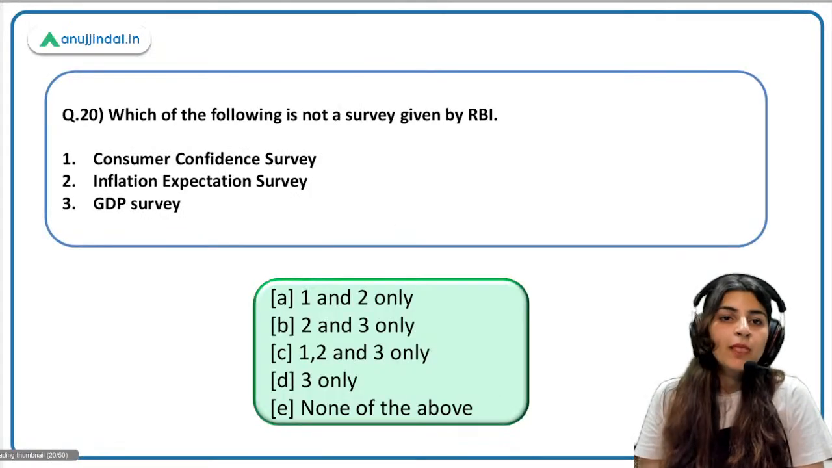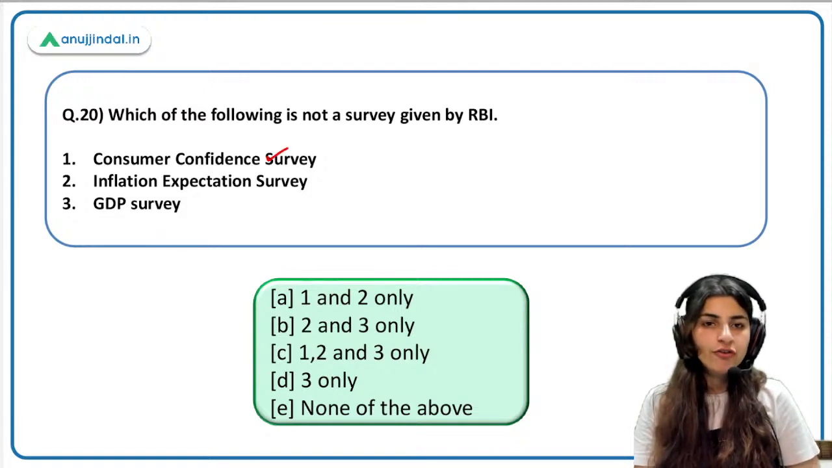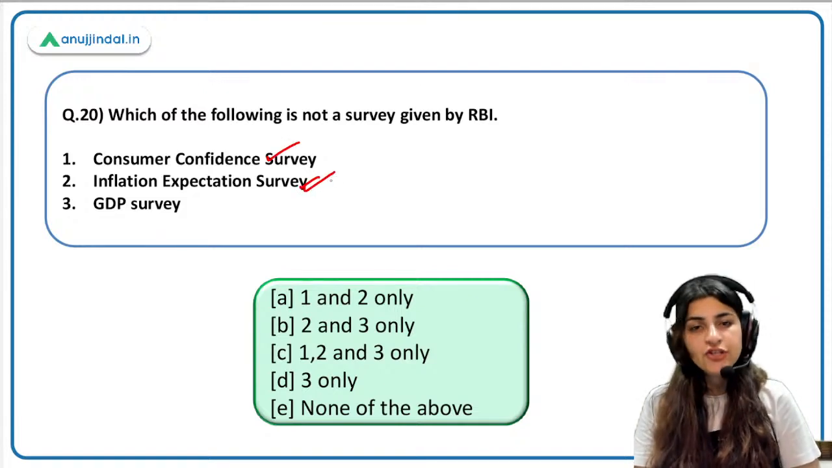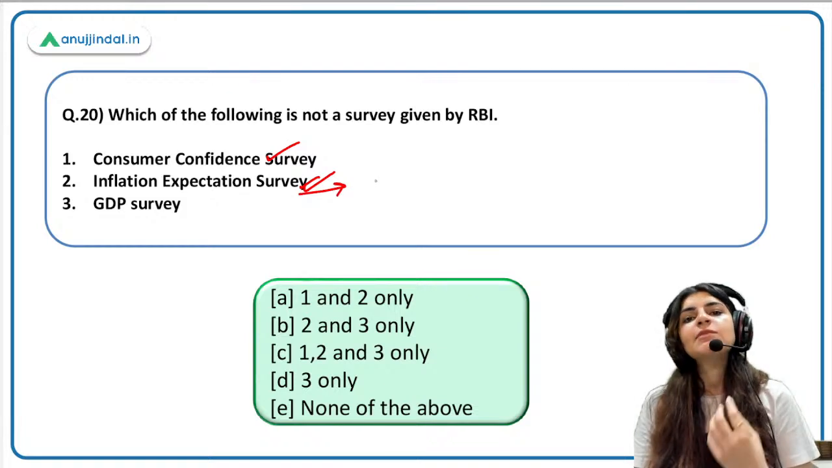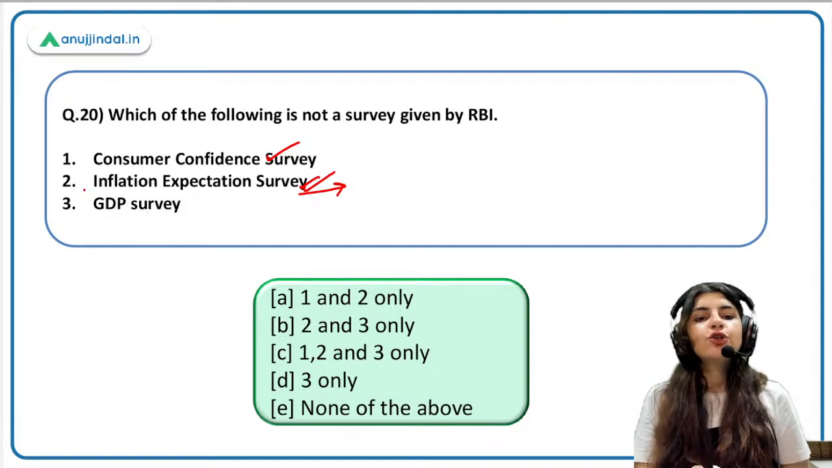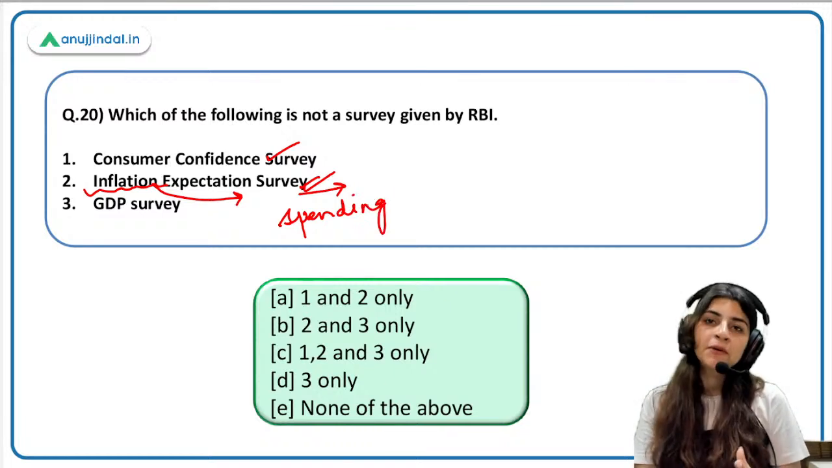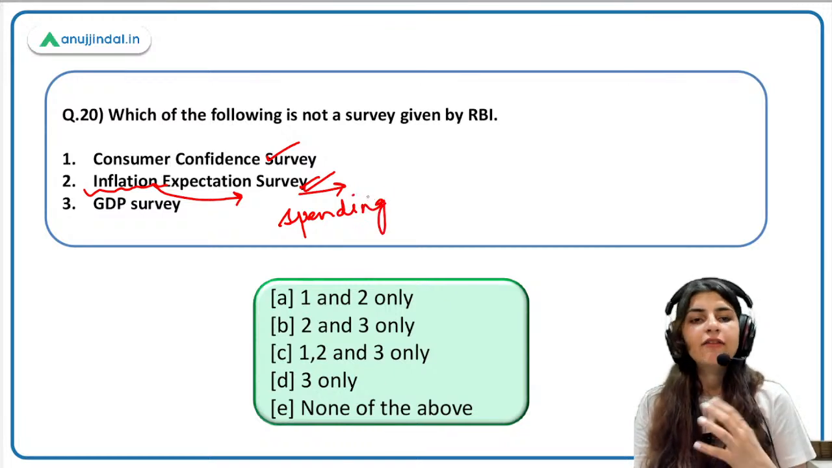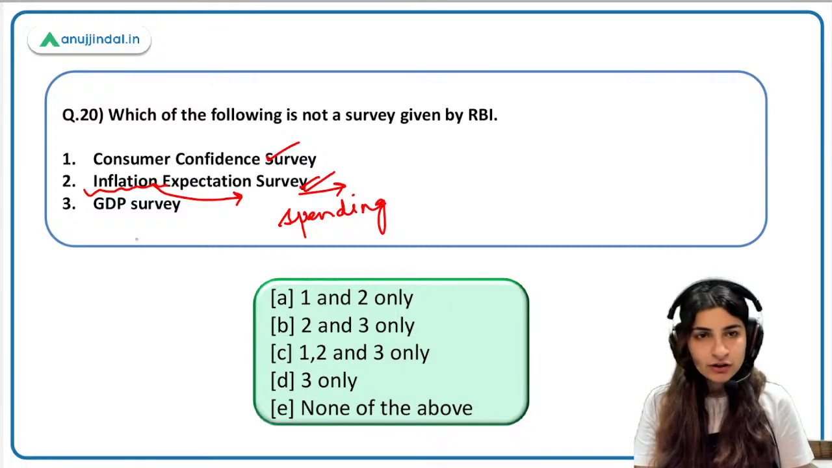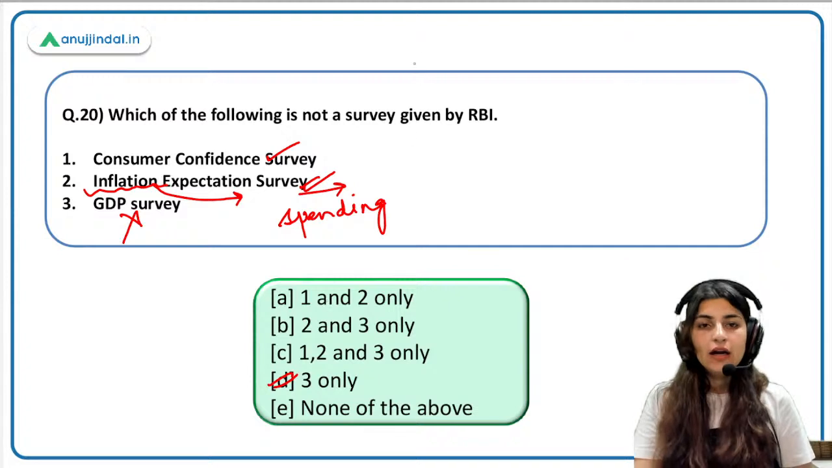Okay. Which of the following is not a survey given by RBI? Very easy. Consumer confidence survey, we just studied. Inflation expectation survey, wherein what the consumers out there expect of inflation in the economy. What are their expectations of inflation? Because this will determine their spending pattern. If they are expecting high inflation, their spending pattern will be different. However, if they are expecting that there will be low inflation, their spending pattern will be different. GDP survey is not one of the surveys that is brought out by RBI.